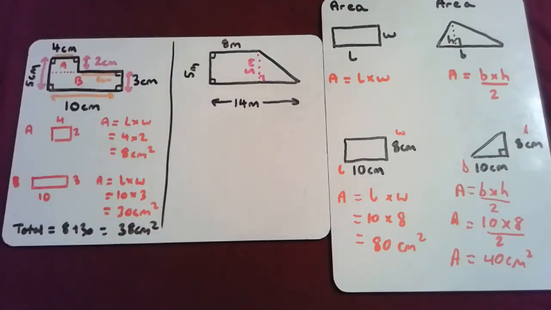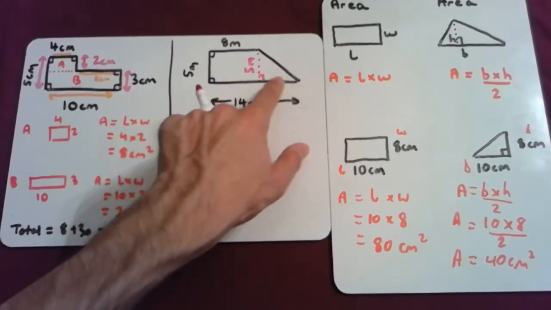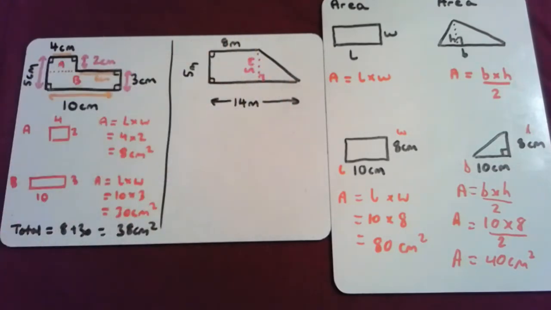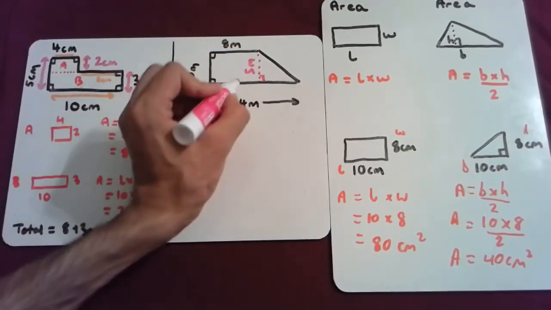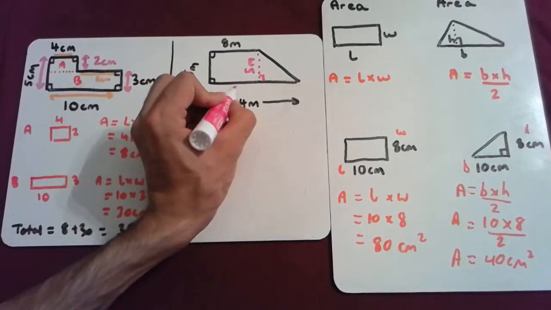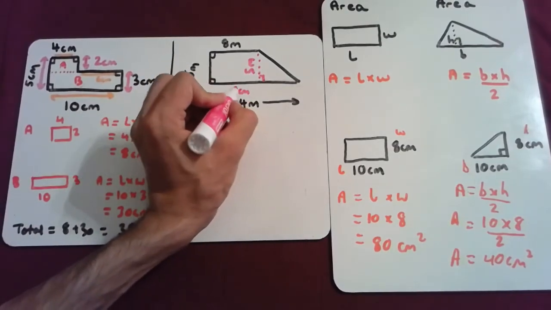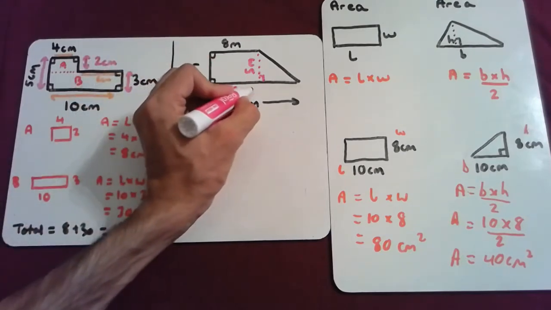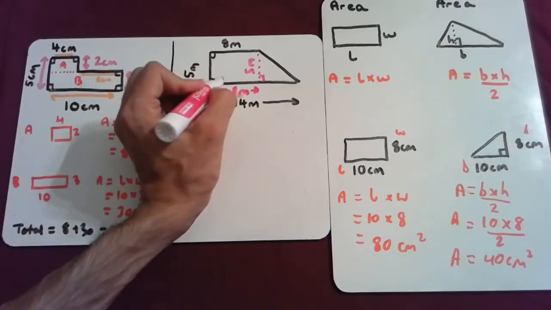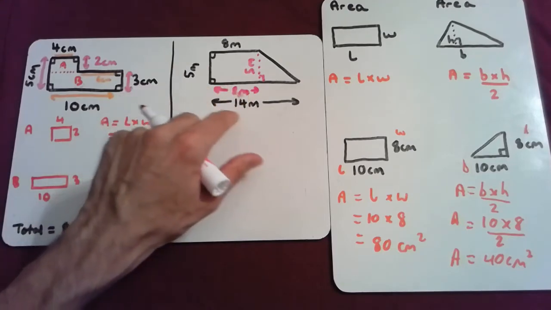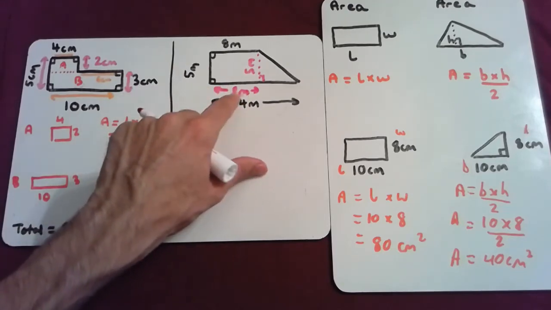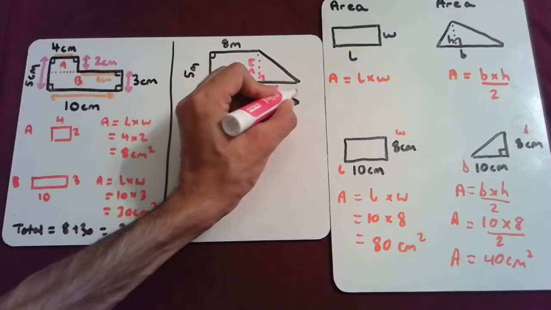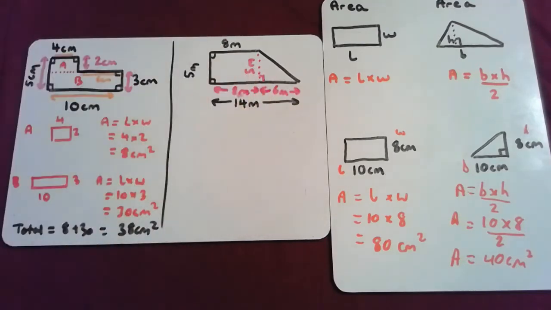What we do need to work out, though, is the base of this triangle, because this is my rectangle and this is my triangle. We know that this length here is 8 centimeters, or 8 meters actually in this case, not centimeters, 8 meters to here, and the rest of that needs to add to make 14. So if you've got 8 meters, the rest of that must be 6 meters to make the 14.